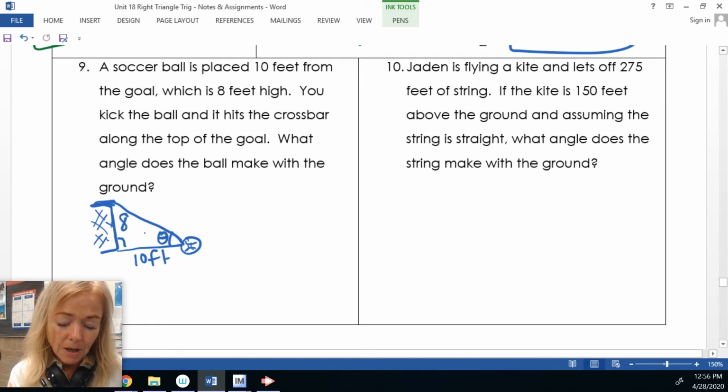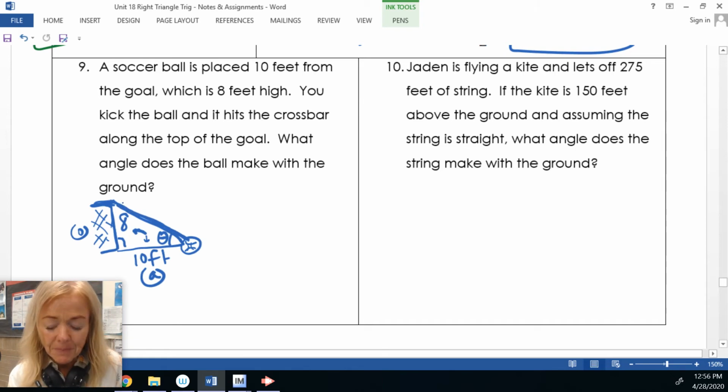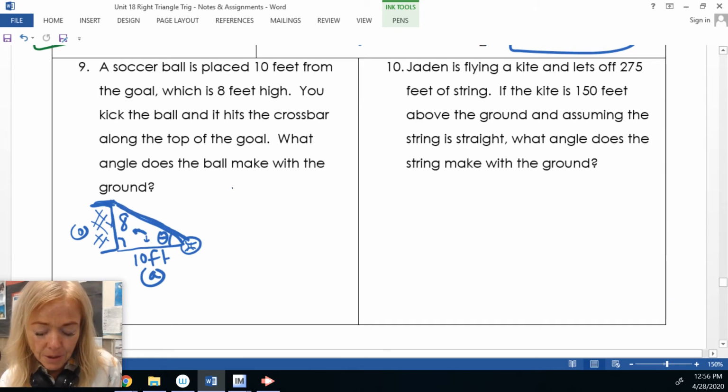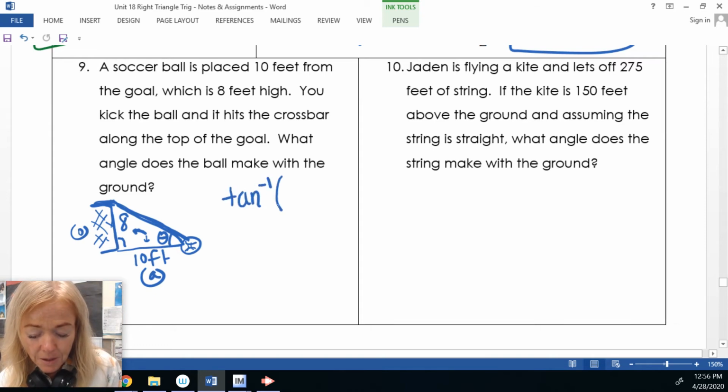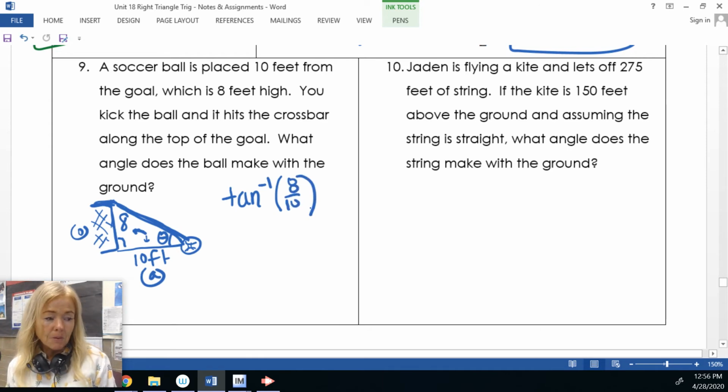So you're looking at opposite and adjacent, aren't you? Opposite and adjacent. The hypotenuse across from the 90 is right there. It has nothing to do with this specific problem, other than it's part of the triangle that we're using. And that is tangent, and we're doing inverse because we're asked to find that angle, opposite over adjacent. And that's how you would set that one up.